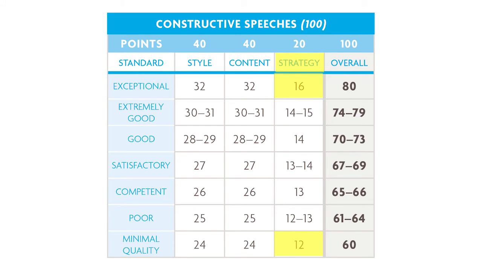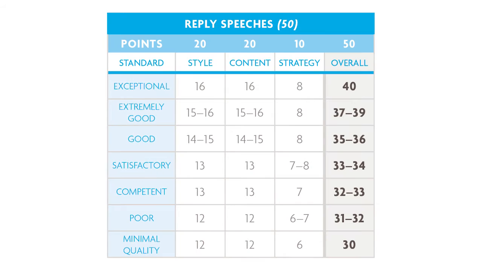Once again, it's probably a good idea to start at 14 points for the average speaker, and then move upward or downward according to your perception of that speaker's use of strategy. So this should give you a pretty good idea of how to assign points to speakers in the constructive speeches. Now, let's move to the reply speech.